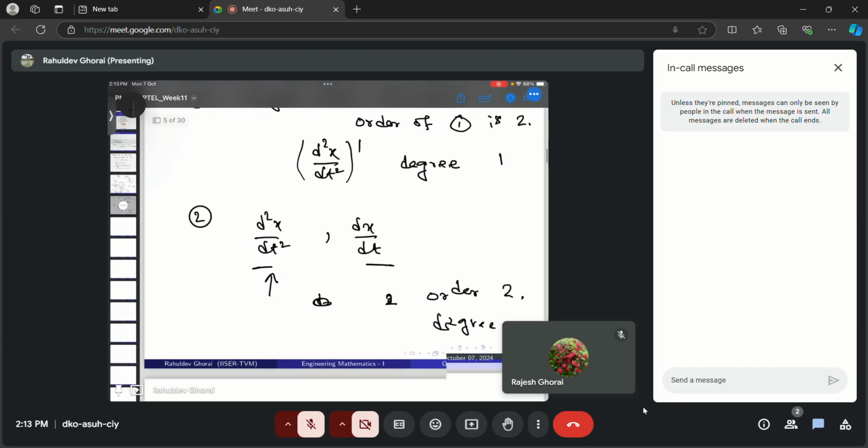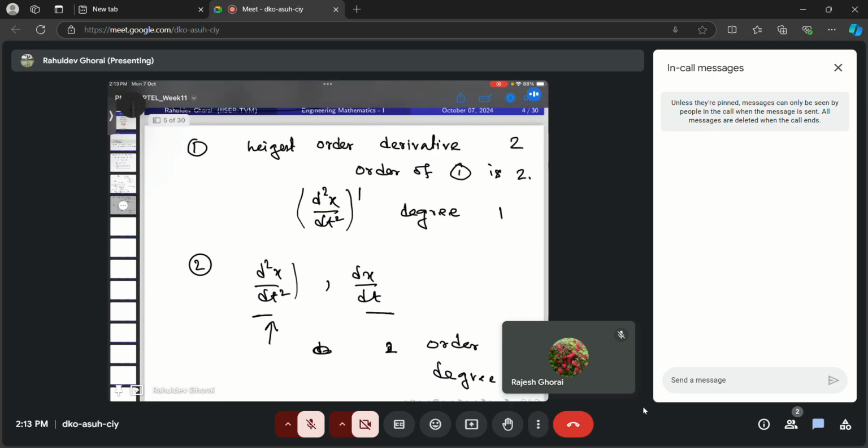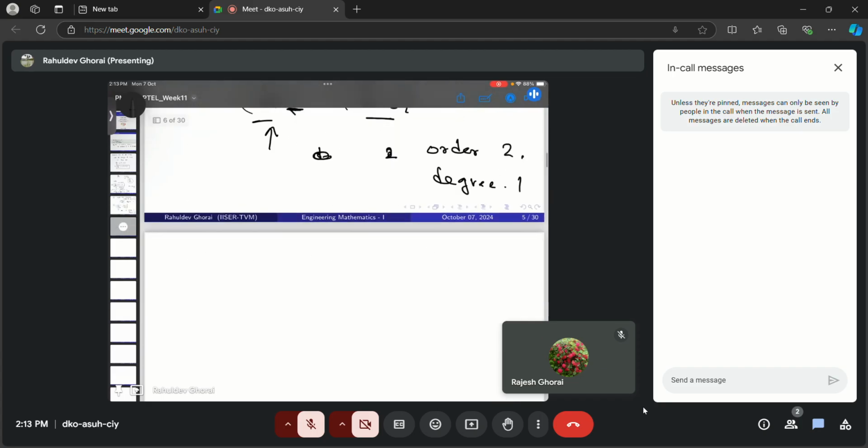The degree is the power of the highest order derivative. You have d2x/dt2 to the power 1 and dx/dt to the power 2. Although it is 2 for one term, the highest order derivative is d2x/dt2, and the power of that is 1, so the degree will be 1.